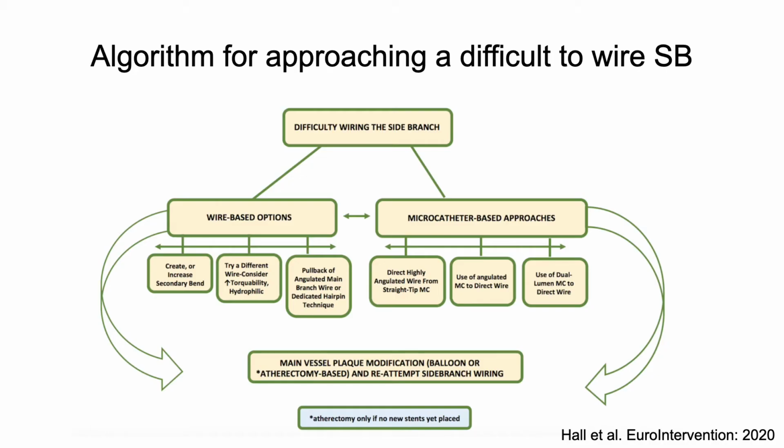And this is an algorithm for approaching difficult to wire side branch. It essentially depends on wire-based option versus microcatheter-based approach. So wire-based option, you can use secondary bend or different wire, more hydrophilic, more torqueable, or wire with a hairpin technique. For the microcatheter, you can advance angulated wire from a straight tip microcatheter, or use angulated microcatheter like Venture or Supercross, or use of dual lumen microcatheter to deliver the wire.